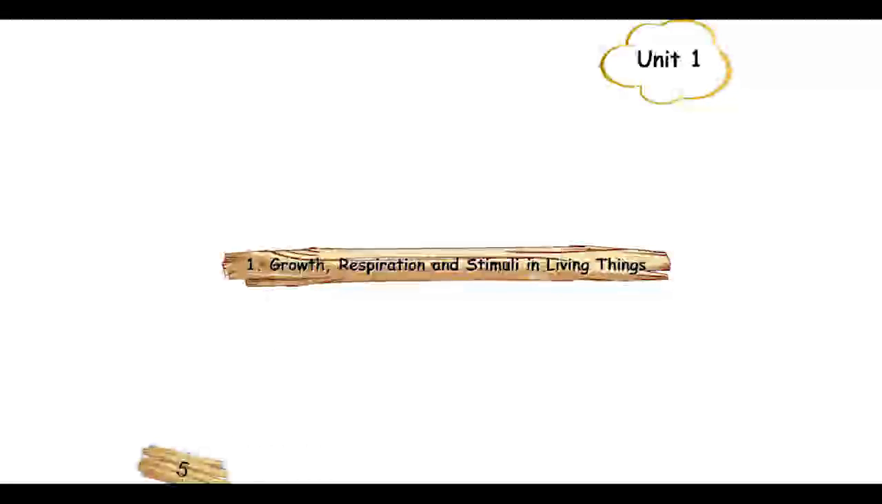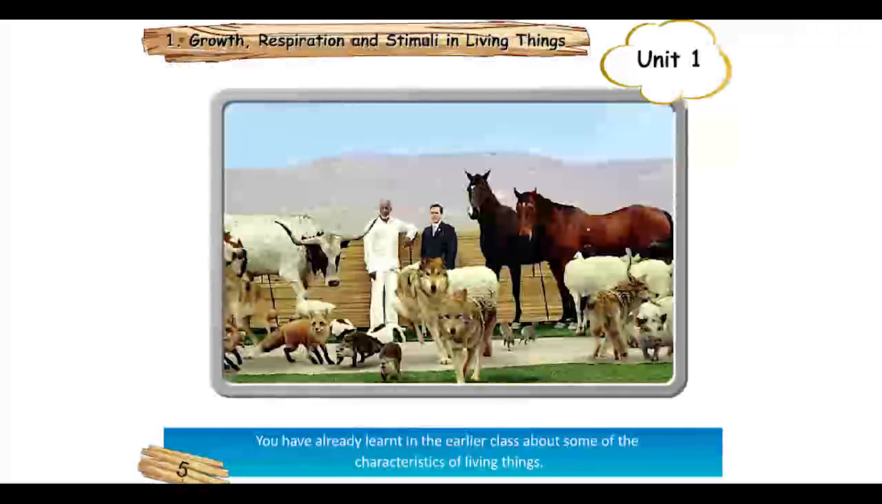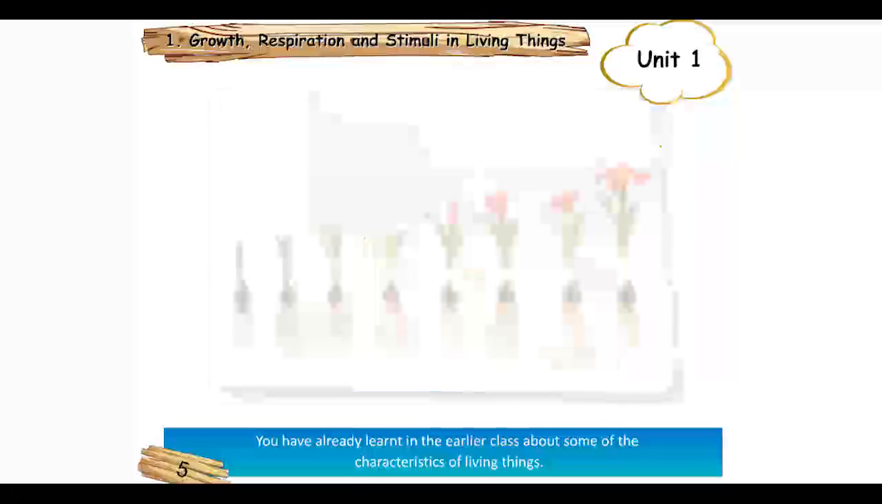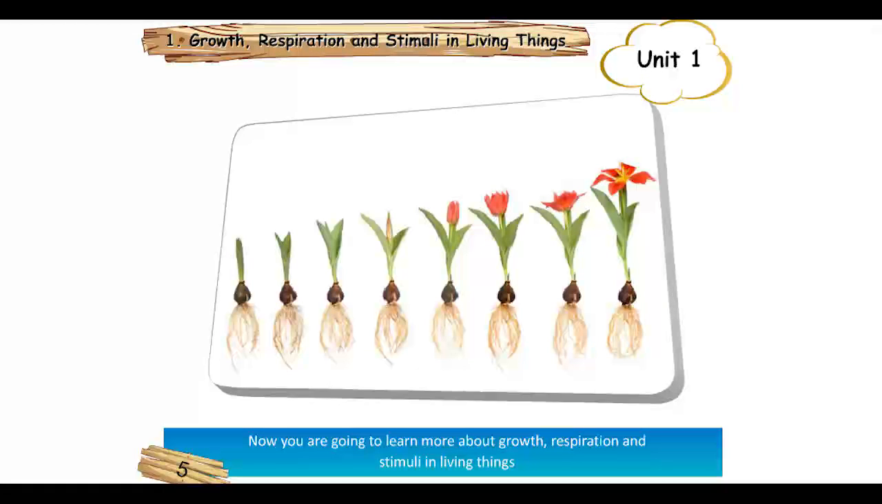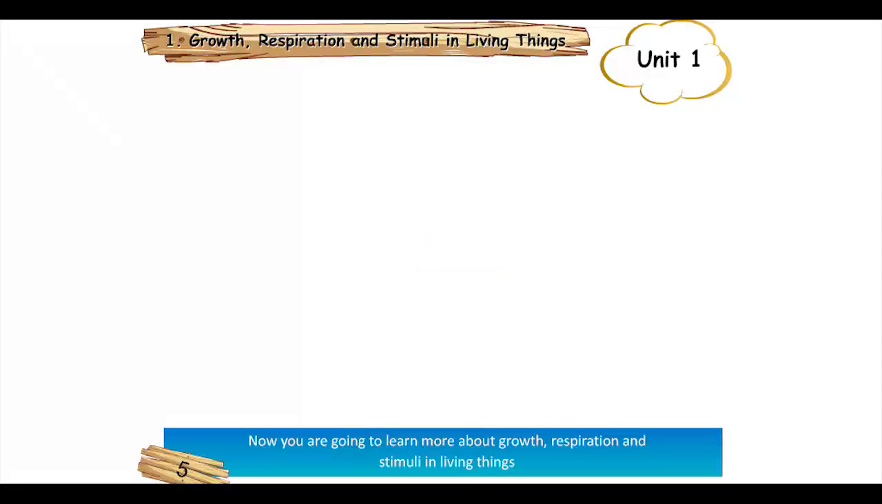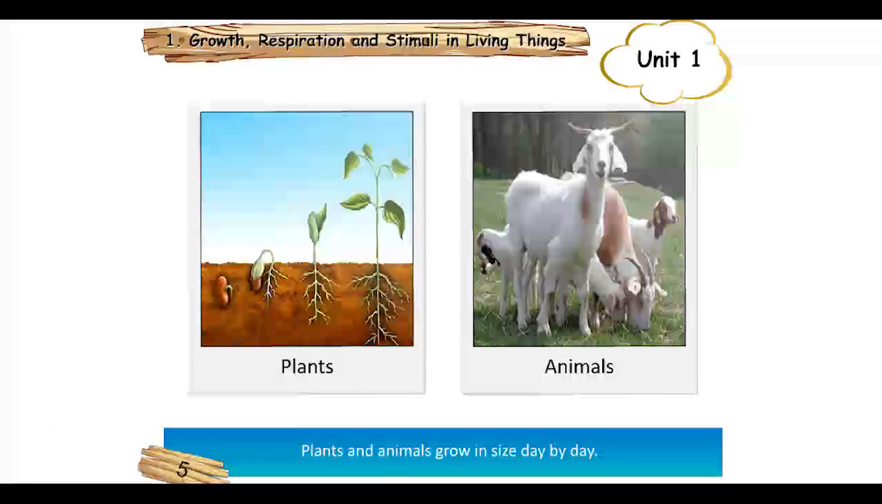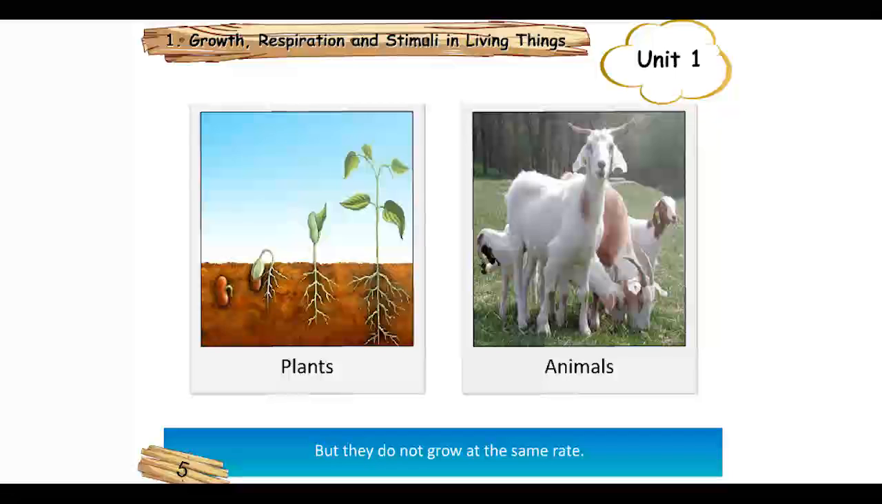Unit 1, Chapter 1: Growth, Respiration and Stimuli in Living Things. You have already learnt in the earlier class about some of the characteristics of living things. Now you are going to learn more about growth, respiration and stimuli in living things. Growth. Plants and animals grow in size day by day, but they do not grow at the same rate.